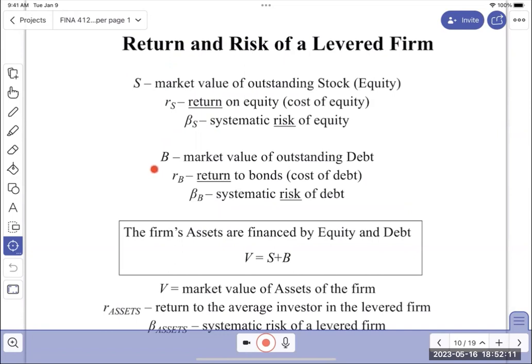The symbol for debt will be B, and this is the market value of outstanding debt. So this is the price per bond times the number of bonds outstanding. The return to bonds is the cost of debt or the yield to maturity on a bond. And that is also going to be mapped through the capital asset pricing model to risk as measured by the beta of bonds, beta of debt.